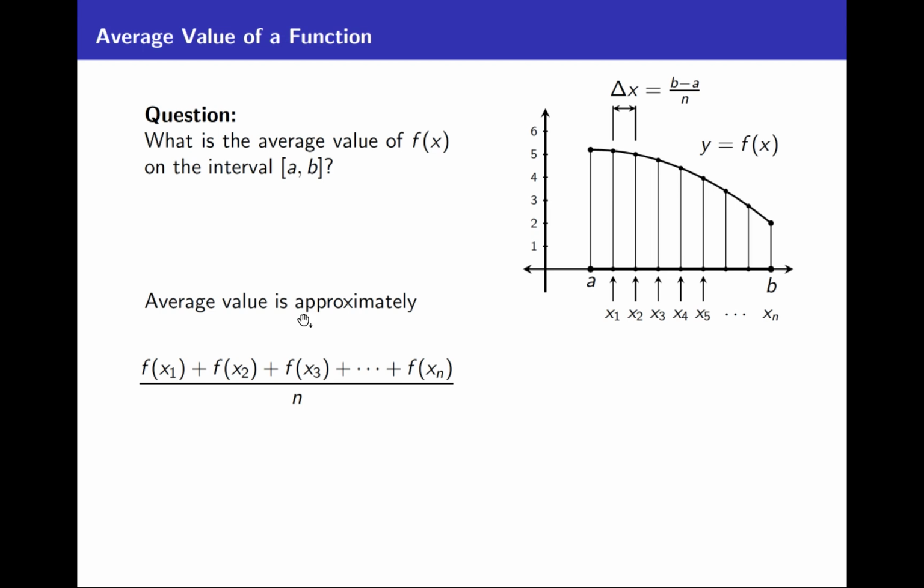So this is just an approximation so far. But it makes sense. You could get a pretty good idea of what the average value of this function is by doing something like this. Now, simplifying that, using sigma notation, the top is the sum from k equals 1 to n of f of x sub k. It's all divided by the n.